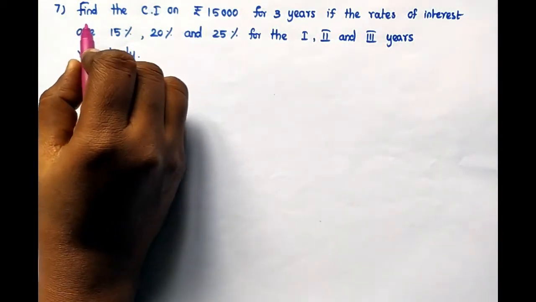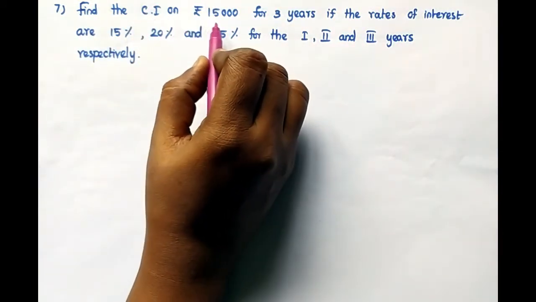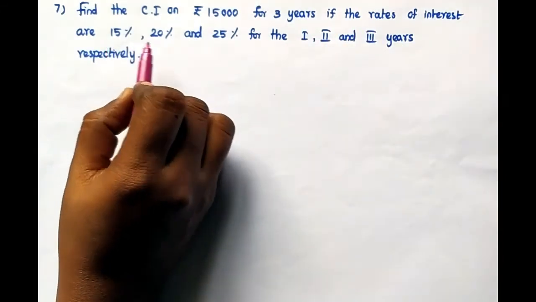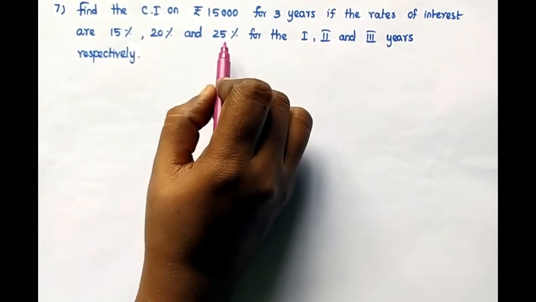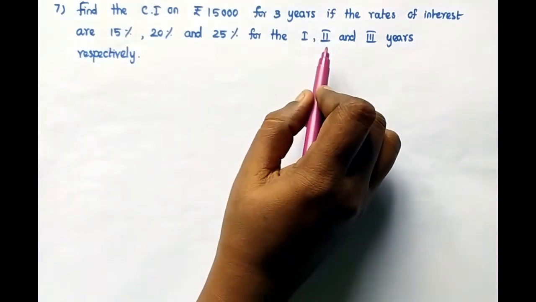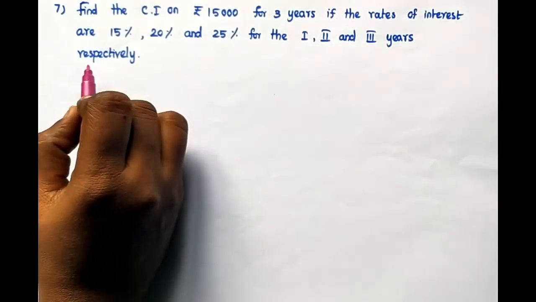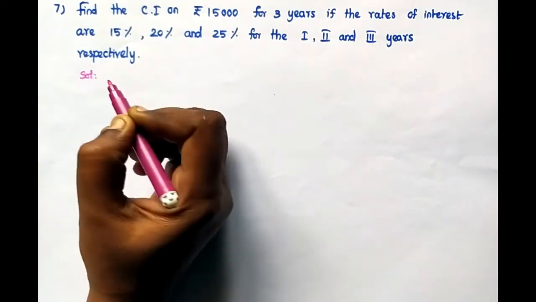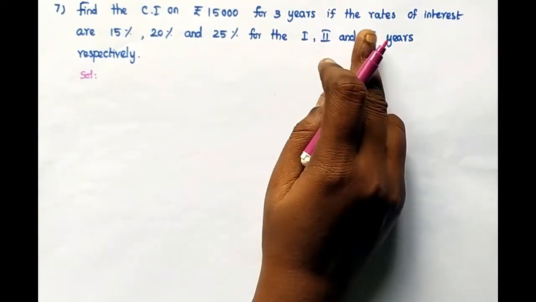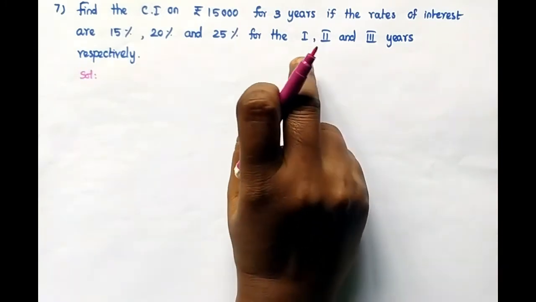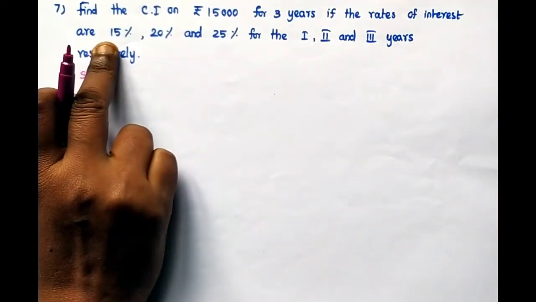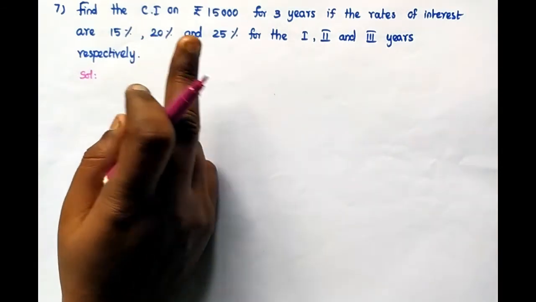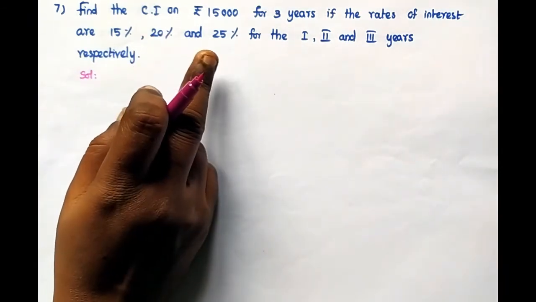Seventh sum, find the compound interest on rupees 15,000 for 3 years if the rate of interest are 15%, 20%, 25% for the first, second and third years respectively. Listen, it is different rate of interest in 3 years. First year they give 15% rate of interest, and second year 20%, third year 25%.